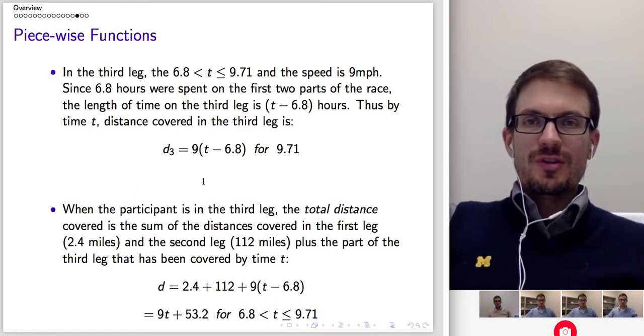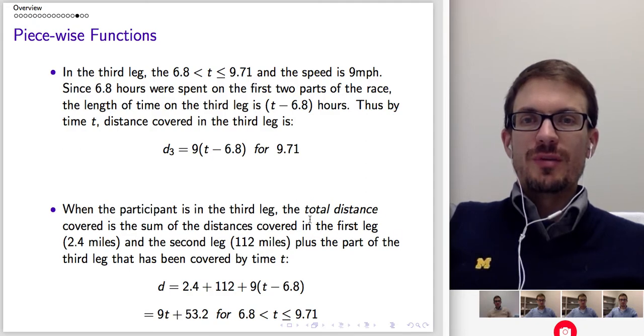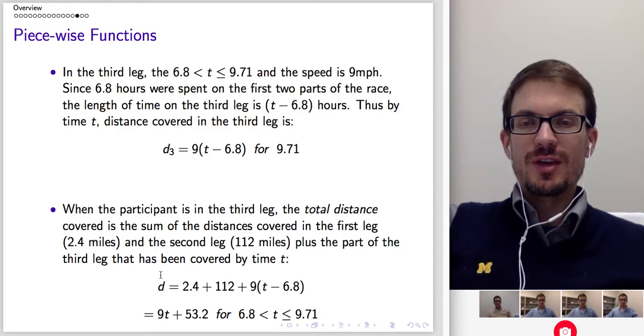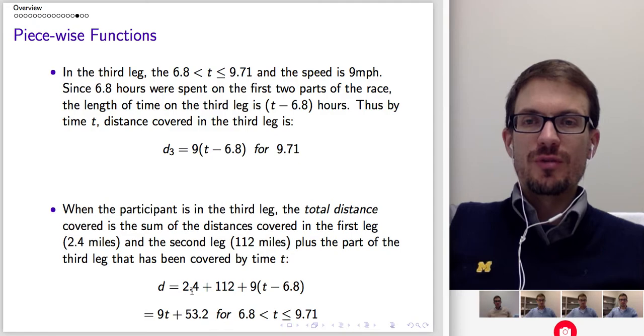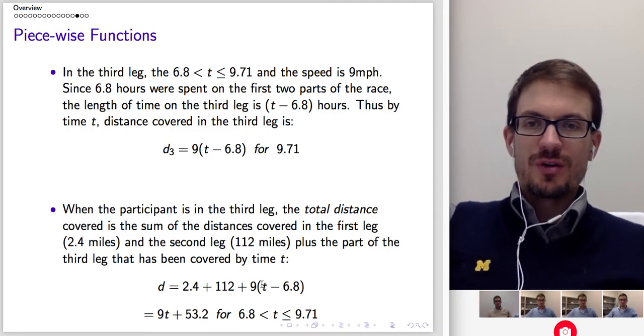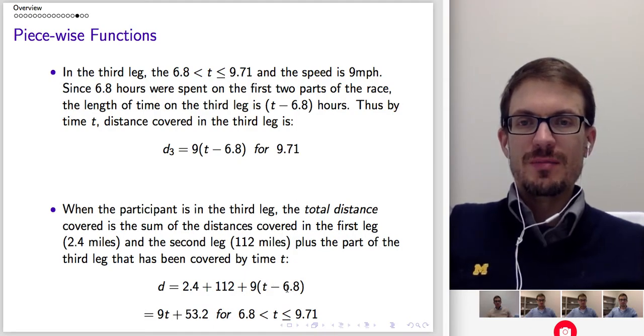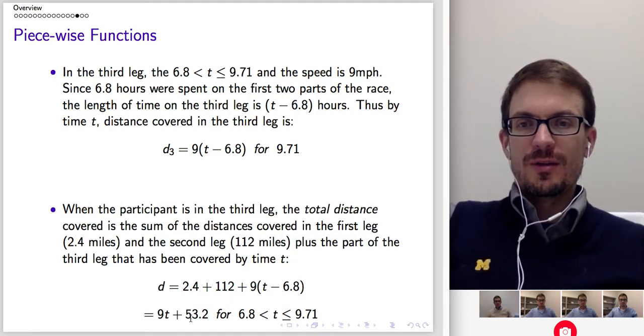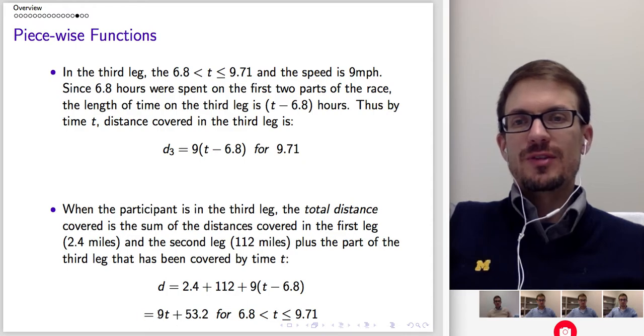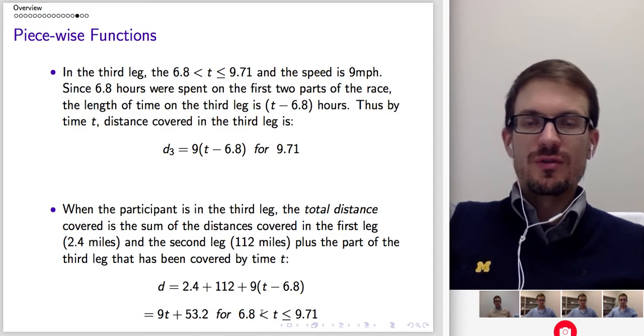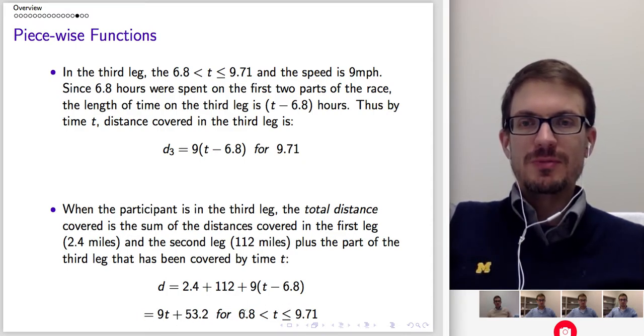And then when the participant is in the third leg, the total distance covered is the sum of the distances covered in the first leg, 2.4 miles, the second leg, 112 miles, plus the part of the third leg that's been covered by time t. So total distance is going to be 2.4 from the first leg, 112 from the second leg, and then 9 miles per hour times however many hours, t minus 6.8. So this is going to be 9t plus 53.2 for times between 6.8 and 9.71 hours elapsed on the clock.